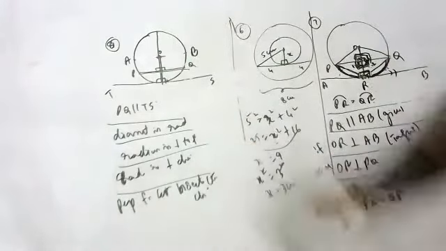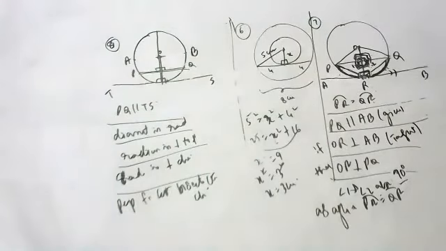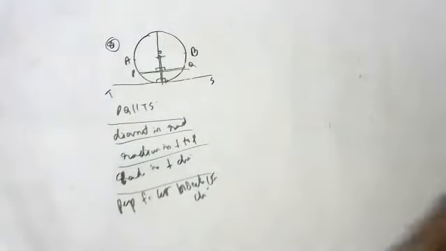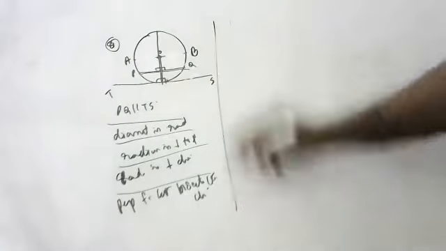That is how all the diameters bisect all the chords, if the chord is parallel to the tangent. Diameter bisects all the chords if the chord is parallel to the tangent. Okay. So next question.